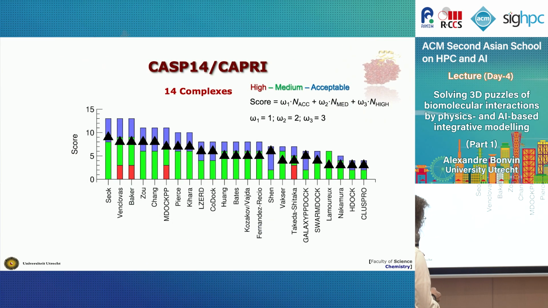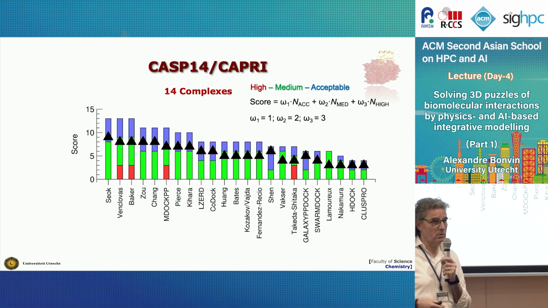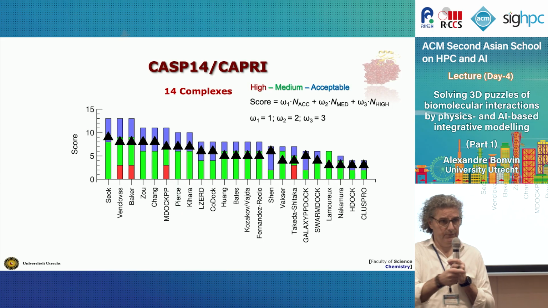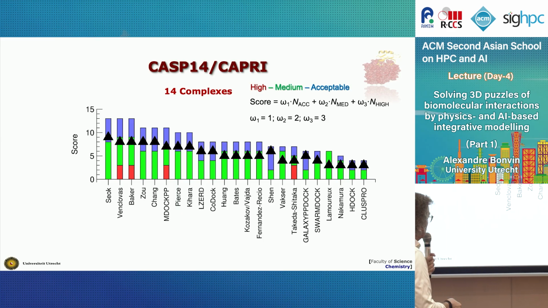In CASP 14, CAPRI was also participating, so we had CASP-CAPRI, and at the time there were 14 complexes. So this was not only about predicting the structure of the individual proteins, but there were also complexes, okay? And what you see here now are the people participating in CAPRI as part of CASP. So these are different groups there.